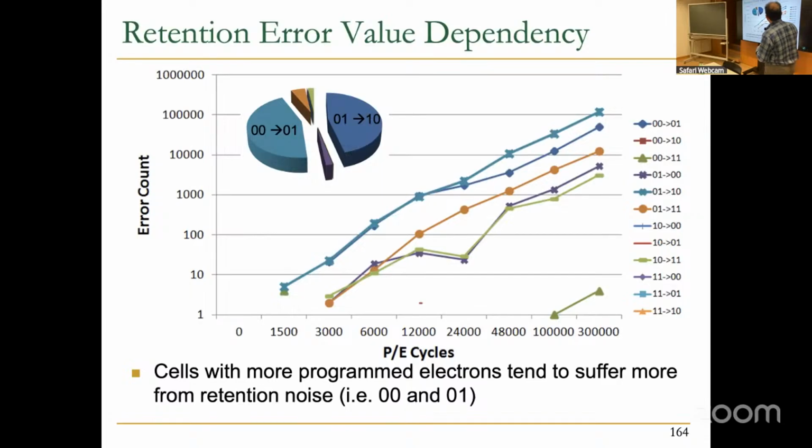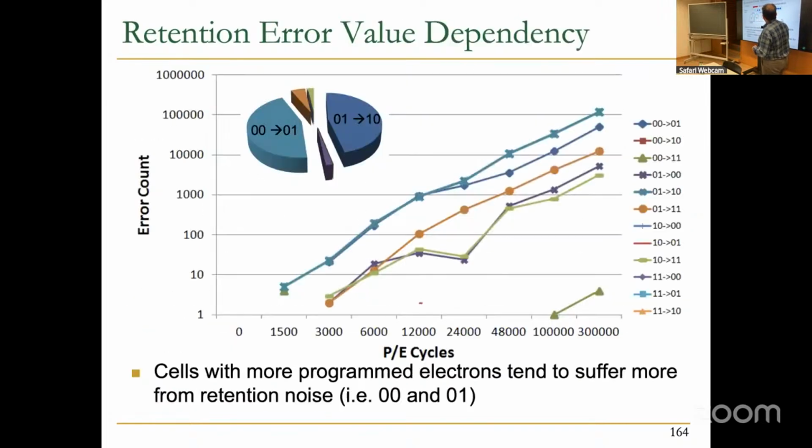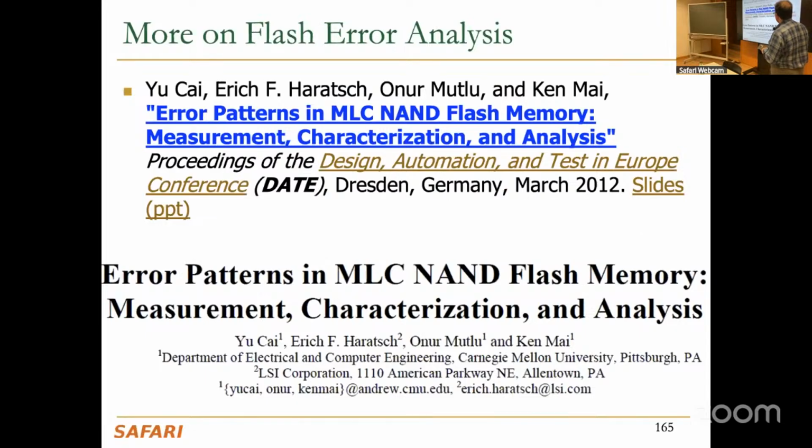So in this plot, we show different patterns, like how much error we got, for example, from going from the 0, 0 state to 0, 1. This one is a big chunk, and from 0, 1 to 1, 0 is also another big chunk. We observed some other patterns too, but they were not that probable, as you can imagine. So you can check this paper for all these error patterns in MLC NAND flash memory.